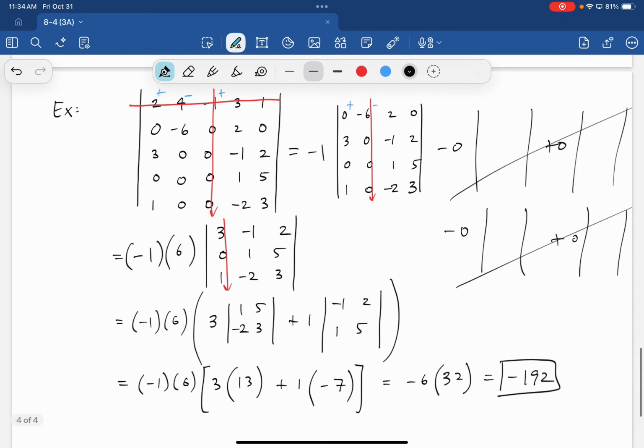If we didn't have all these zeros, how many 2 by 2 determinants would we have to calculate? Anybody want to do that math? We would have to calculate, I think, 60 different 2 by 2 matrices. Yeah? Where did you get 32 from? 39 minus 7.